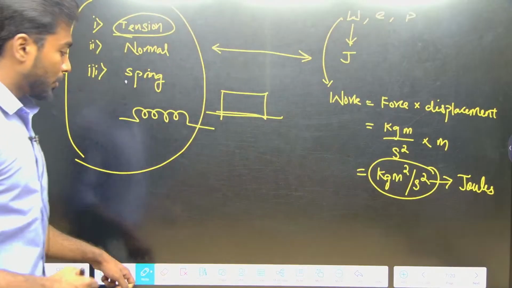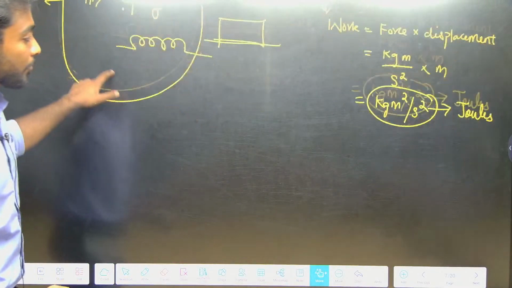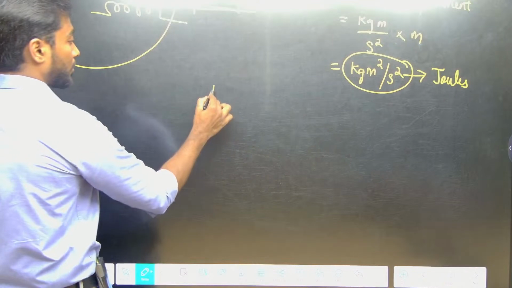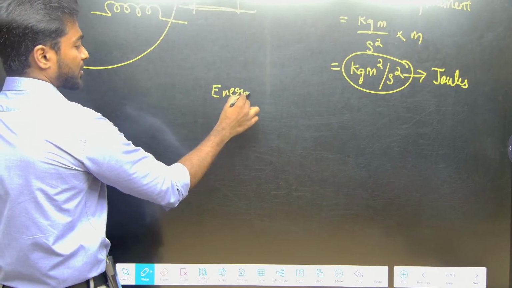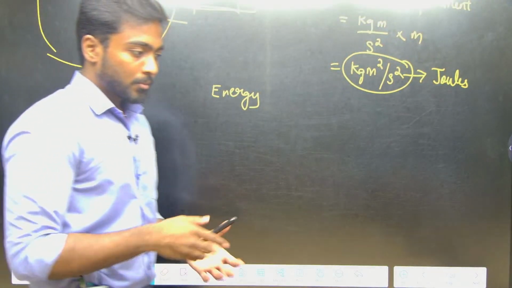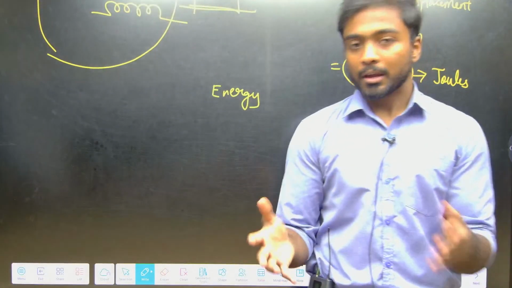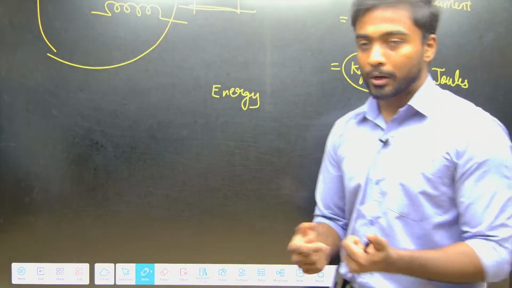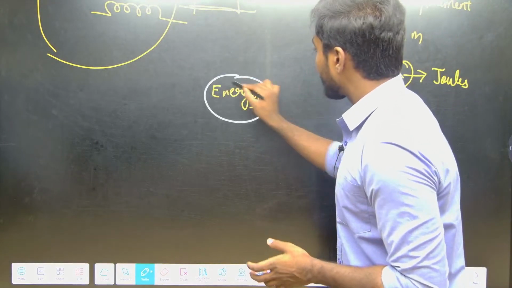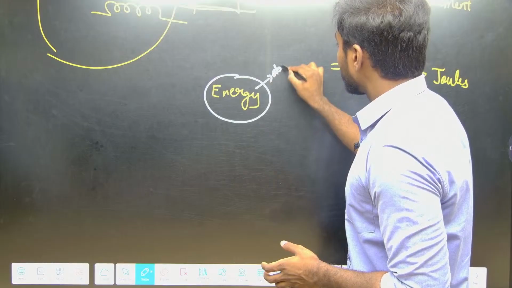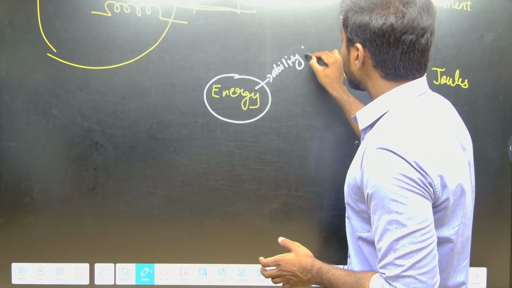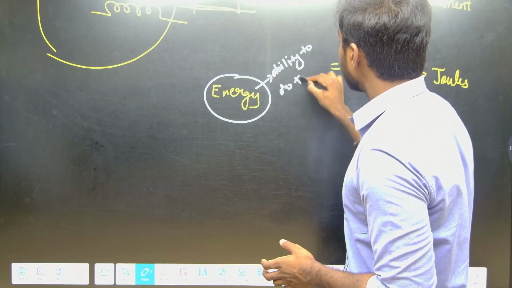Energy. What kinds of energy would you have studied? What is the meaning of energy? First of all, energy means ability, right? Ability to do work. That is the meaning of energy, no? You have the ability to do the work.